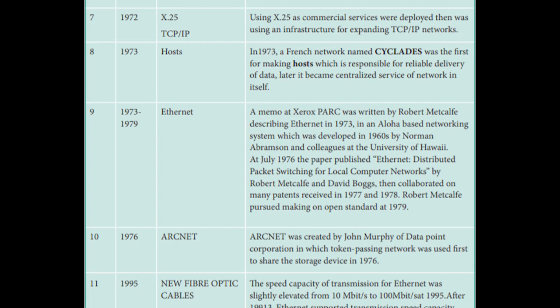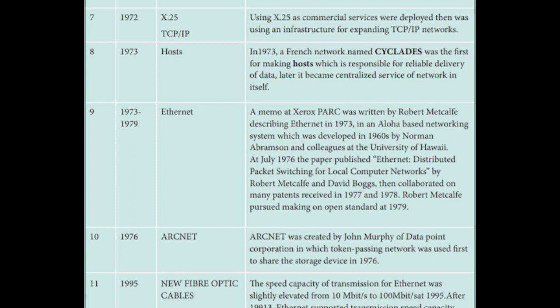Next method is host. Okay, host. In the year 1973, a French network named Cyclades was the first for making the host. Okay, and this is responsible for a reliable delivery of data. And then later it became centralized services for networks by itself. Right. Next one is Ethernet.